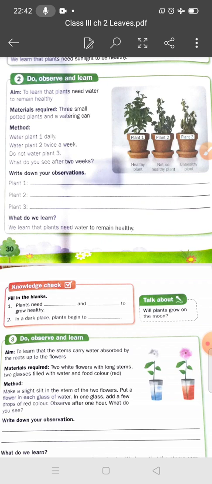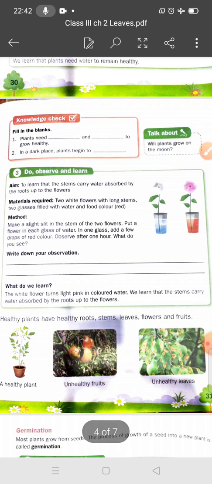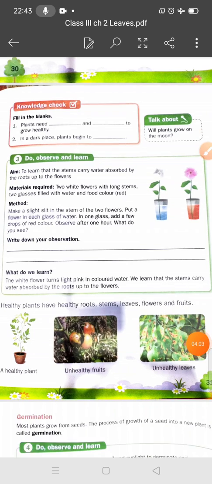So in this activity we have learned that plants need water to remain healthy. Okay, now students, there is a question also. Plants need sunlight and water to grow healthy, and in a dark place plants begin to become unhealthy and wilt. Okay students, now we will discuss the next activity.